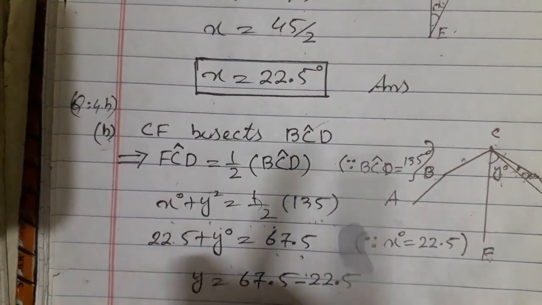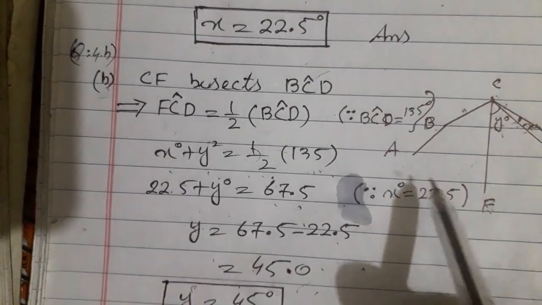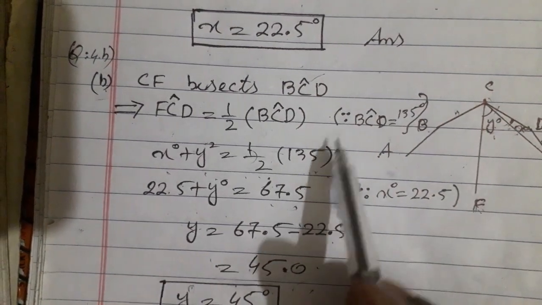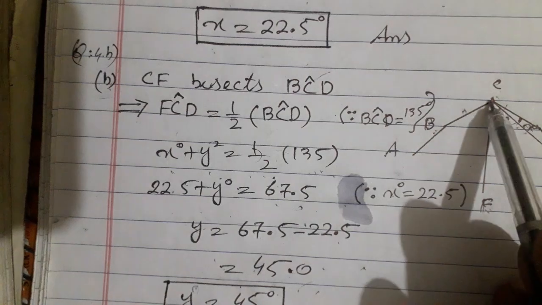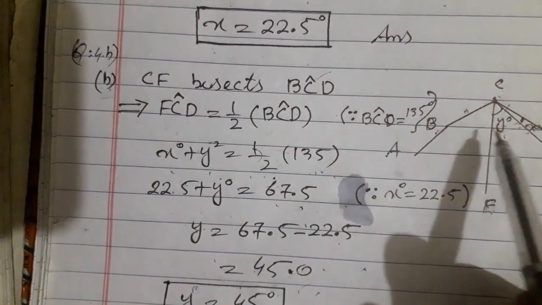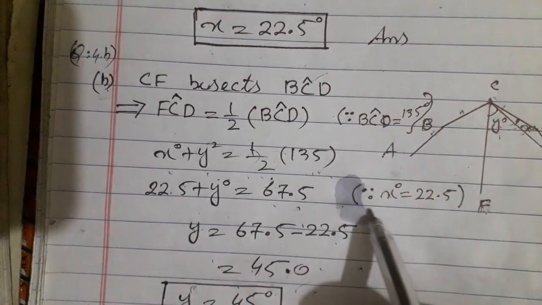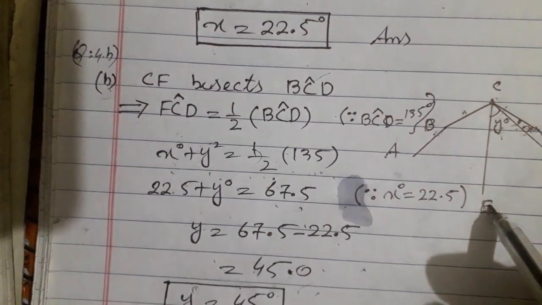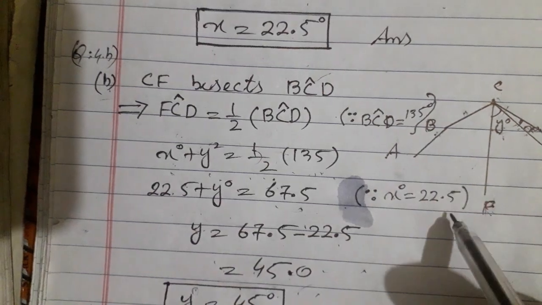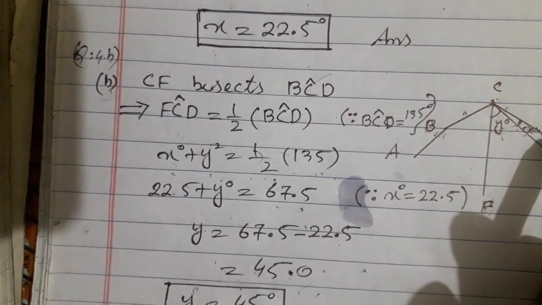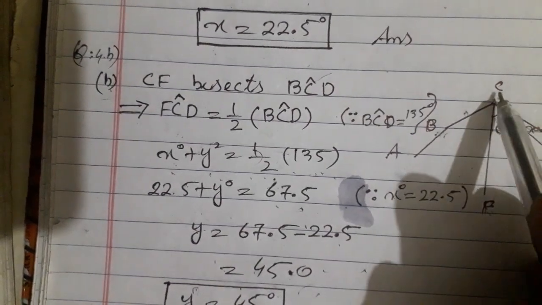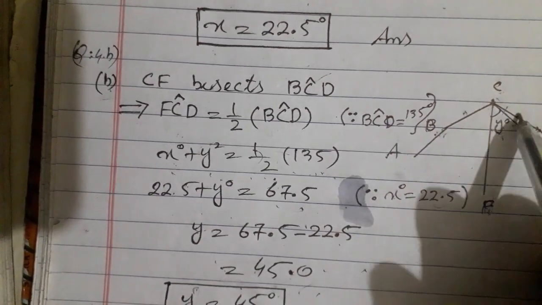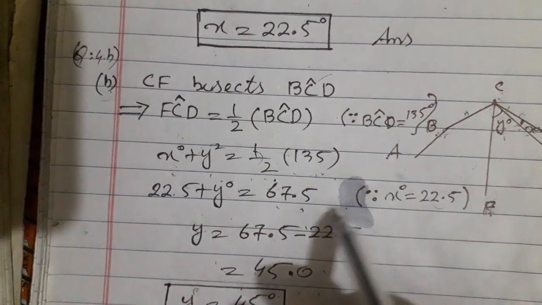Question 4, B part 2. CF bisects angle BCD. Then angle FCD is equal to half of angle BCD. As FC bisects BCD, FCD is equal to half of BCD.